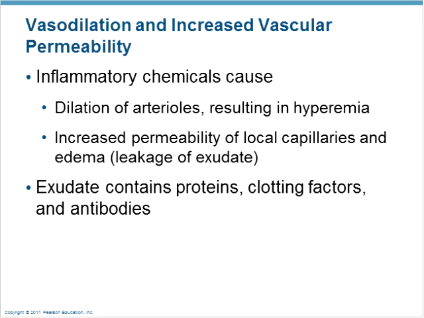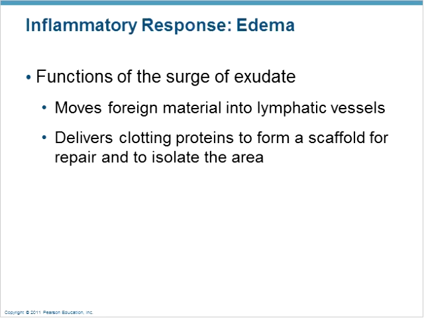Vasodilation and increased vascular permeability is a step in the inflammatory process. Inflammatory chemicals cause dilation of arterioles, resulting in what's called hyperemia, or an excess of blood in the area, more circulation. There's increased permeability of the local capillaries and edema, and that edema leaks exudate outside of the capillary into the surrounding tissue. That exudate contains protein and clotting factors and antibodies, as well as some of the white cells that are going to attack that area.